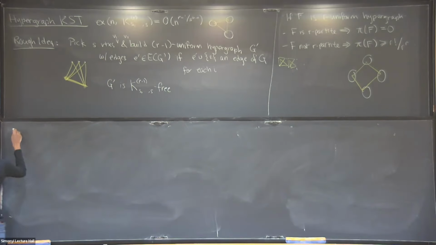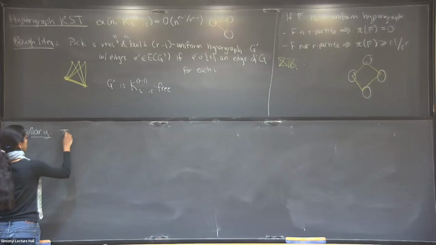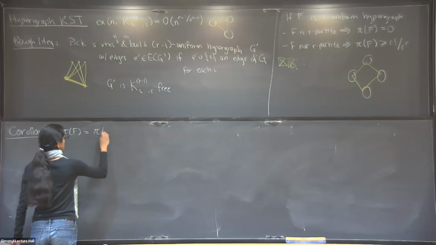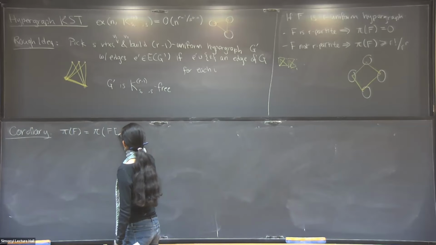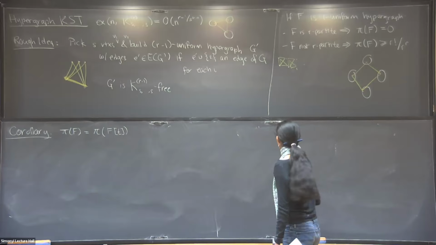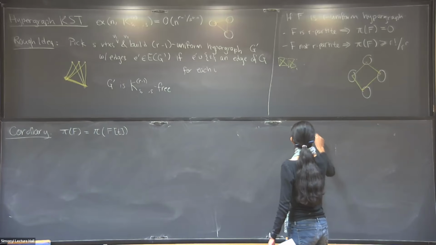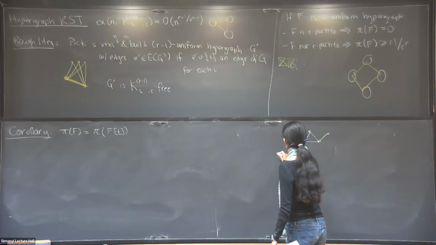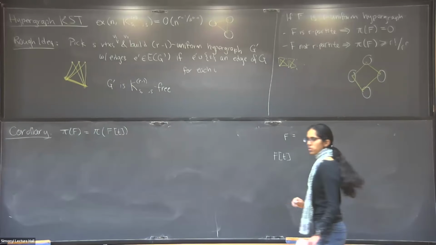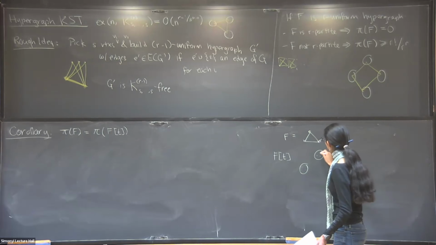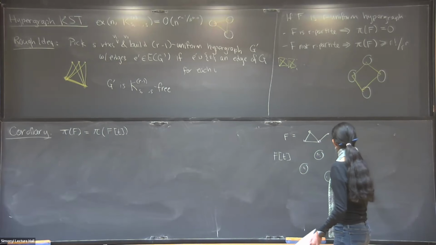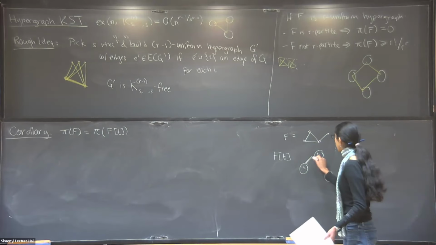So one immediate corollary of supersaturation and hypergraph KST is that the Turán density of F is equal to the Turán density of any blowup of F. I'm going to denote this as F adjoin. I'm going to use T because that's what I used in my notes, but this is a different T from KST. And what this means is if I have some graph F, here's my favorite graph. Then if I want to take the T blow up of F, I replace each vertex with a set of T vertices. And then I put complete bipartite graphs wherever there are edges.